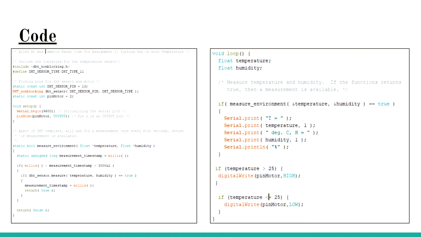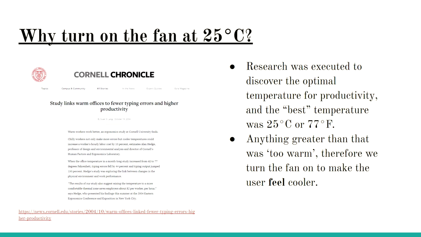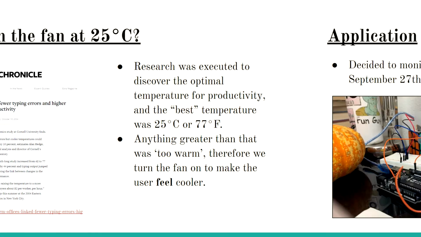Finally, we have 2 if conditions to tell the motor to turn on or off at a certain threshold of 25 degrees Celsius. Now, you may be wondering, why turn on the fan at 25 degrees Celsius? Well, actually, the temperature at which the fan operates can be adjusted to suit personal preference, but we discovered through a study from Cornell that the optimal temperature for productivity is at 25 degrees Celsius. Beyond that temperature, the fan would turn on to cool the user, creating a more suitable environment.